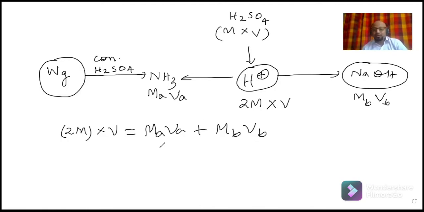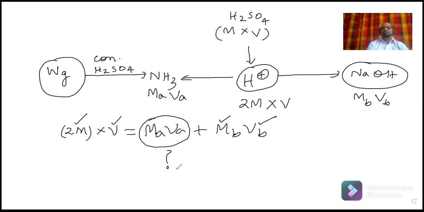Now try to understand this. M is known to us. This is the concentration of H2SO4 which we have taken. V is also known. Volume is also taken by us. Molarity of NaOH is also known. V is also known. But what is not known to us is the total. This is not known to us. What we are going to calculate. This is the total millimoles of ammonia that we are going to calculate.